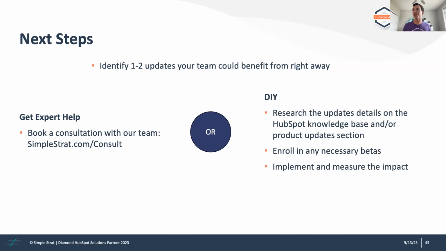Or if you'd rather do it yourself, you can research the update details. Most of them are on the HubSpot knowledge base, or you can go to where your company name is in the top right in your HubSpot portal, hit product updates, and all of them will be listed right there for you. Enroll in any necessary betas. Anything we said was public beta, you do have to enroll, and you enroll in that same spot. Implement it and always measure the impact so you can report back on that success and iterate from there.